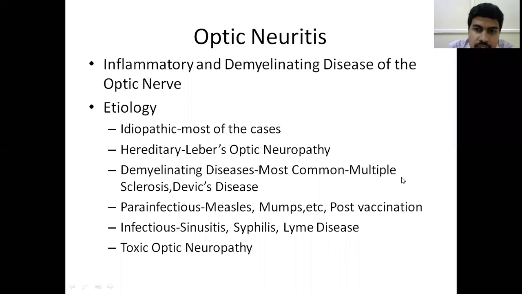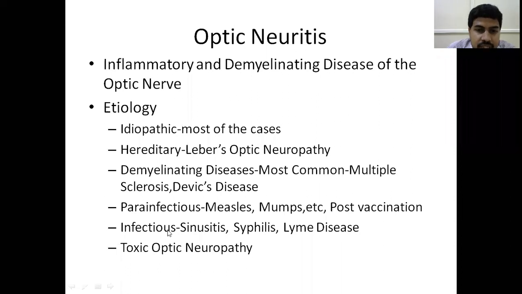So multiple sclerosis is one of the demyelinating diseases of the CNS. You'll be reading about it in detail in your general medicine classes next year. Similarly, para-infectious conditions, that is after a bout of infection with measles virus or mumps, etc. Or post-vaccination, that is if you give live attenuated virus vaccines. After that also you can get optic neuritis.